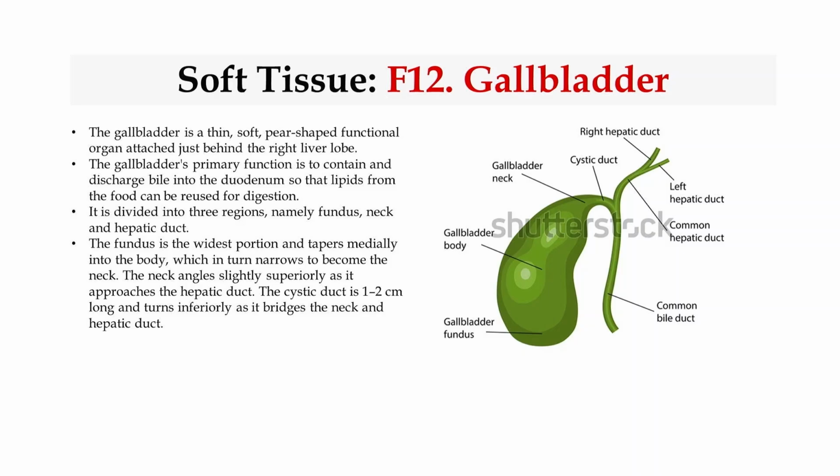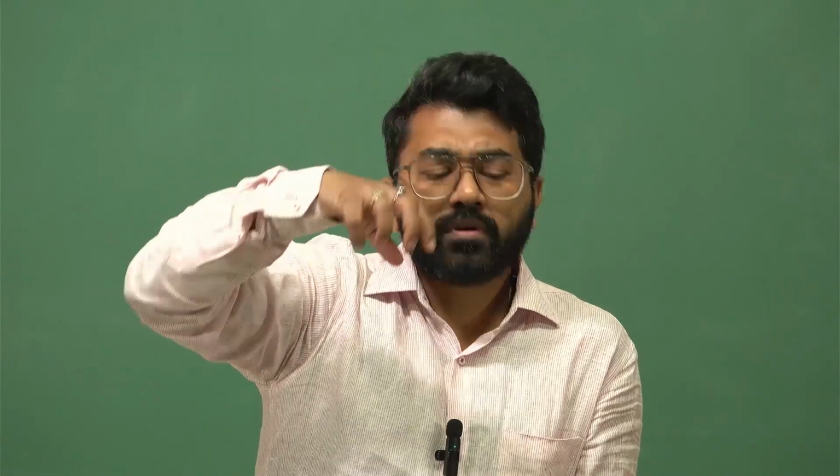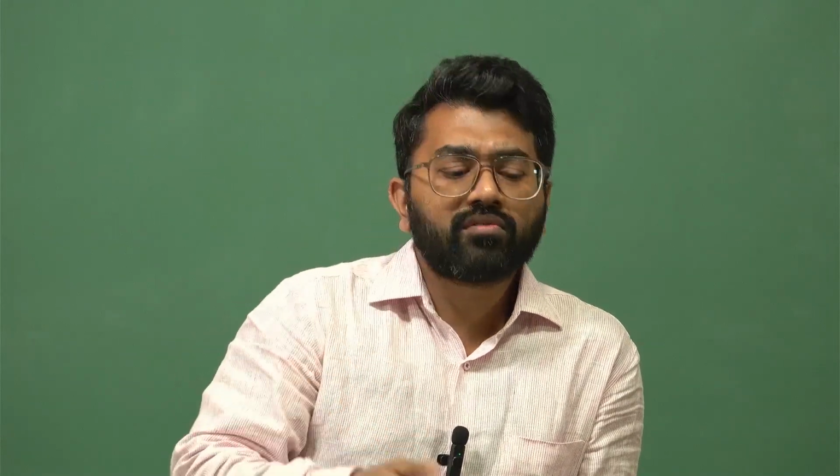The gallbladder's primary function is to contain and discharge bile into the duodenum so that lipids from the food can be reused for digestion. So the gallbladder again is responsible for digestion, right? It is divided into three regions, namely the fundus, neck, and hepatic duct, right? Fundus is usually the top; you can have the fundus of a stomach, you can have the fundus of the uterus, all the different organs have a fundus. This is a common terminology, right?